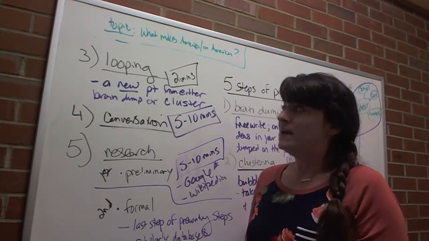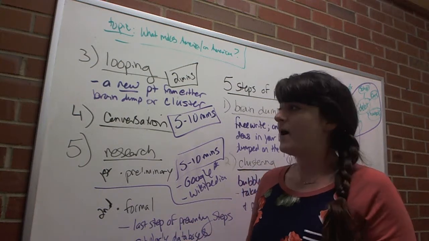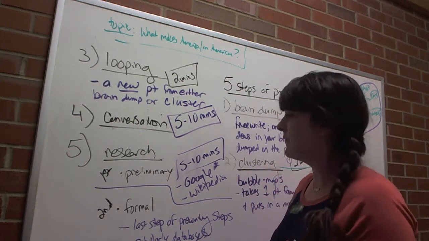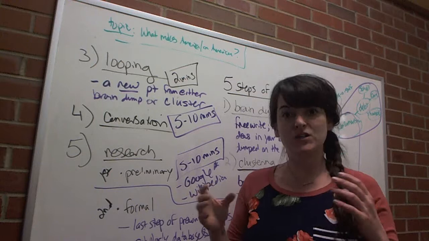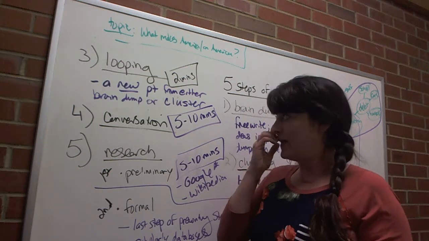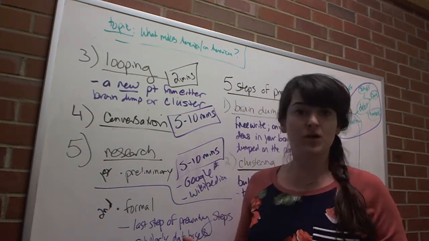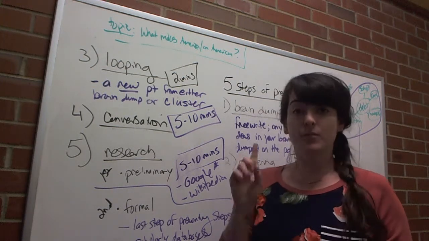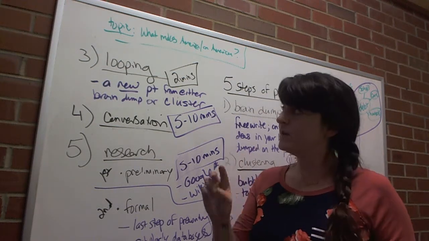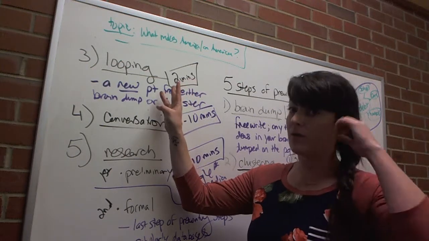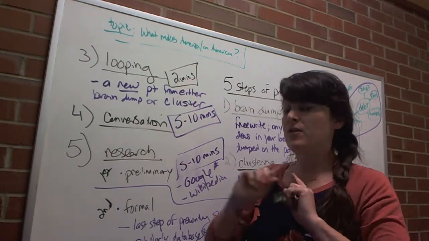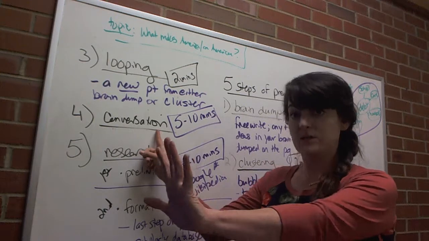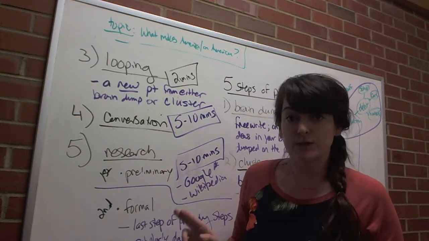So hopefully that's all 5 steps in a nutshell. I just wanted to make sure that we had a video that explained each one in context, and then you guys knew kind of what the expectations were. So when you see pre-writing, all 5 steps, that includes brain dump, cluster, looping, right? Out of your own brain, you do that by yourself. Then you go talk to someone, conversation, and then you do preliminary research, okay?